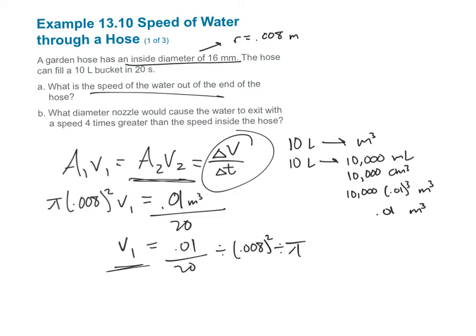Question B says what diameter nozzle would cause the water to exit with a speed 4 times greater than the speed inside the hose. So if we wanted to change that speed based on our equation of continuity, right now we've got a set velocity 1. If we want velocity 2 to be 4 times velocity 1, I'd do 4 times V1. We could solve for area 2 equals A1V1 over 4V1. Those cancel. So your area 2 would have to be 1/4 the area, so you'd have a diameter there of 4 millimeters.